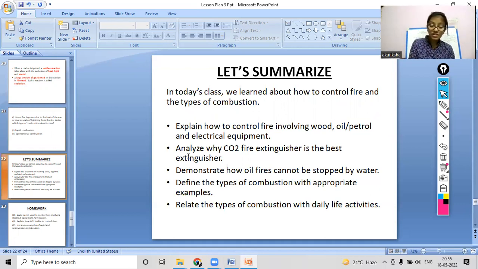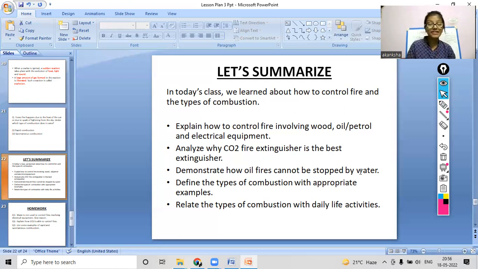Now, second is, analyze why the CO2 fire extinguisher is the best extinguisher. You have to give reasons for this question in the chat box. Yes, I can see the right responses. So now coming to the next point, demonstrate how oil fires cannot be stopped by water.